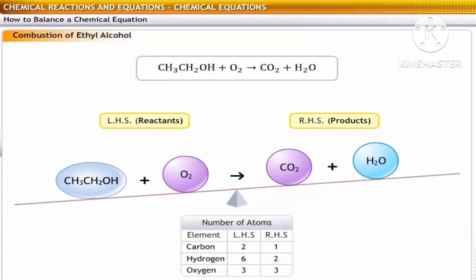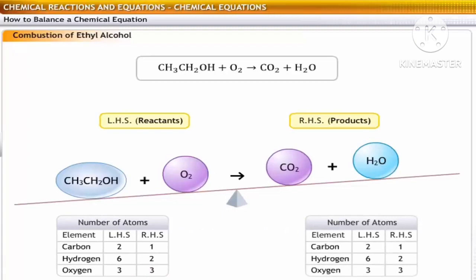Step 2 is to check the number of atoms of each type on either side. Here we have 2 carbon atoms on the left-hand side, but only 1 on the right-hand side. 6 hydrogen atoms on the left-hand side, but only 2 on the right-hand side. 3 oxygen atoms on the left-hand side, as well as on the right-hand side.